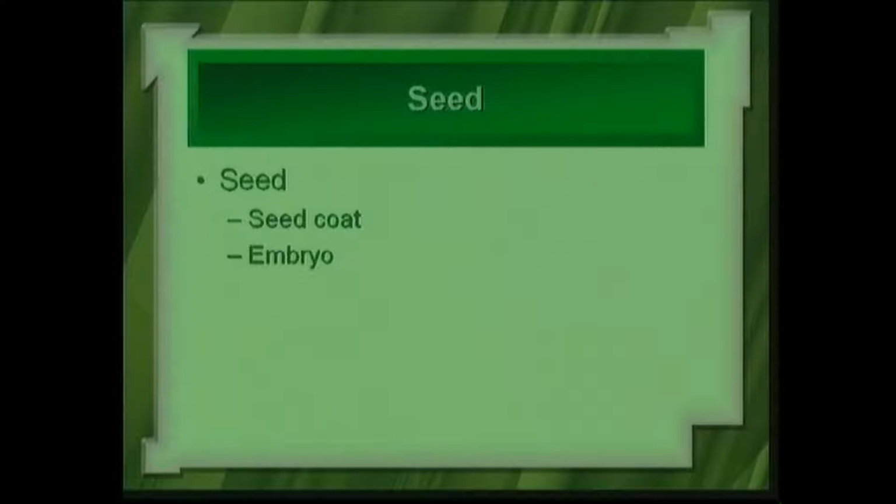So the seed coat is a very important component of the seed. It helps to protect the embryo inside, as well as allowing the interface between the outside environment and the environment inside of the seed. Now another component of the seed is the embryo. The embryo itself is a tiny baby plant inside. So the three components that make up just about every seed are the seed coat, the embryo, and the endosperm.